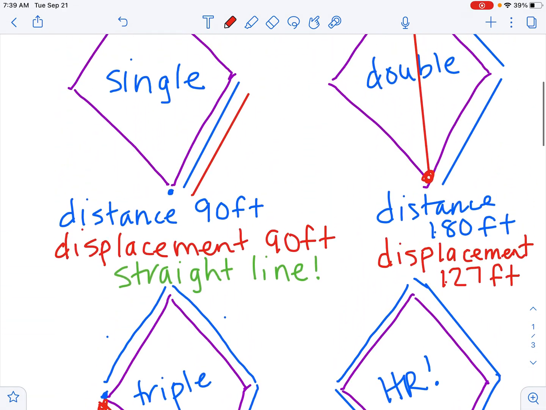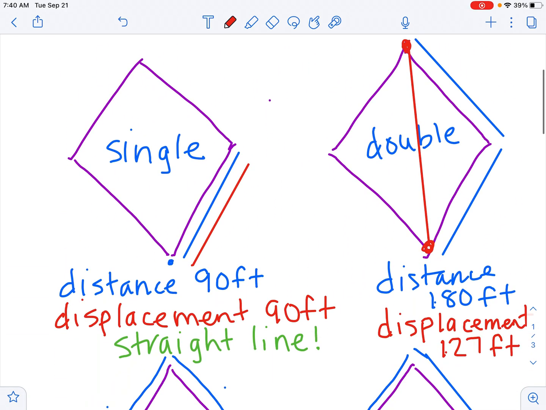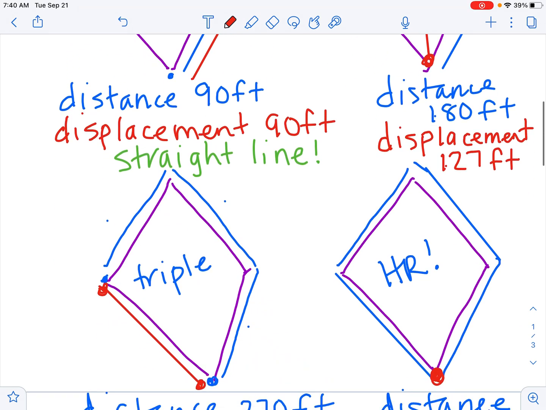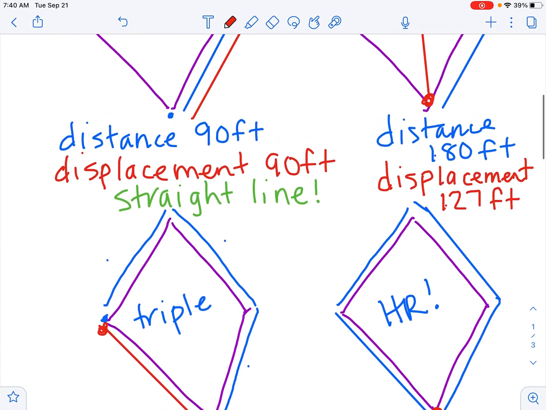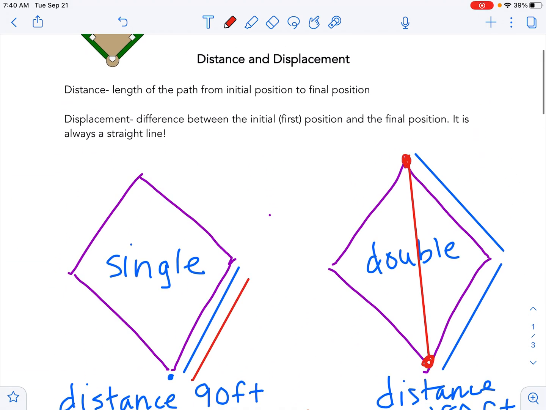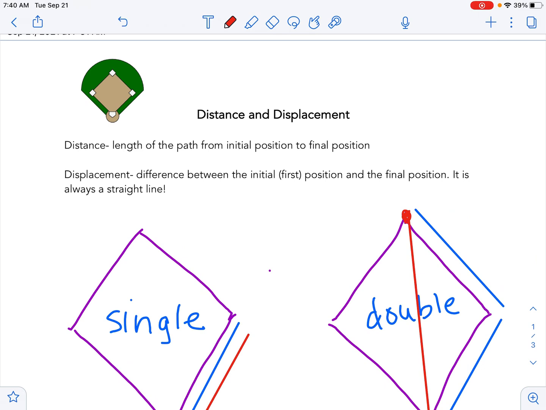All right? So make sure that you are pausing this video so that you have all of these calculations filled in. All righty? So this will be something that will help you with this idea of distance and displacement.